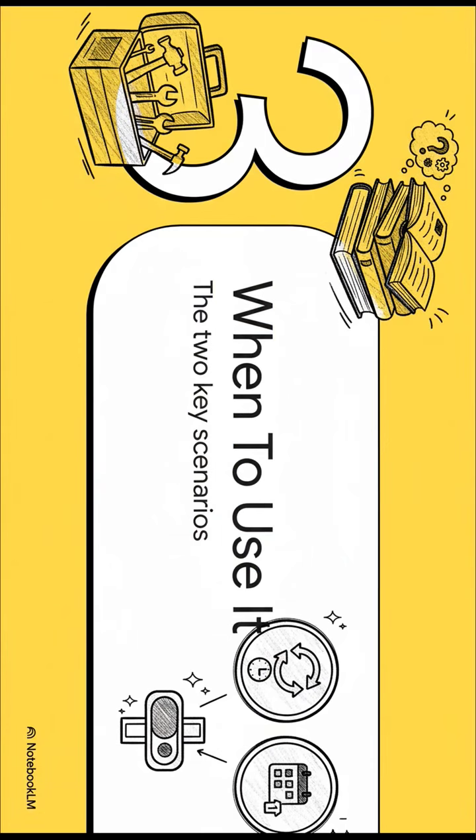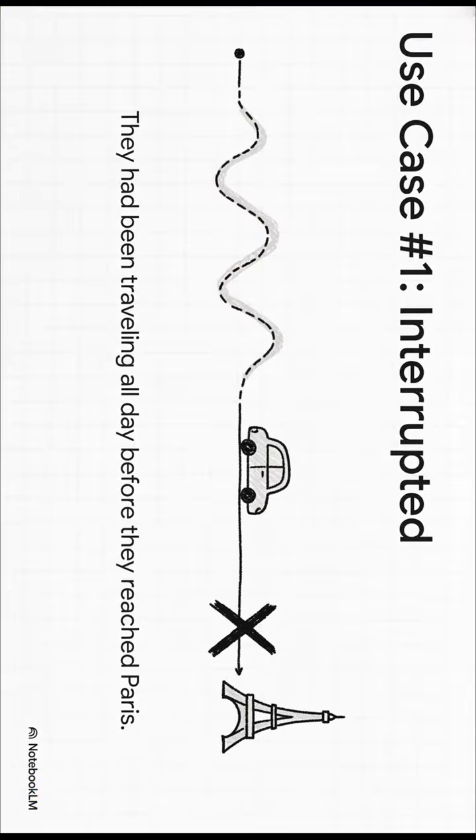Okay, so we know what it is, and we know how to build it. Now for the most important part. When should you actually use this thing? Well, there are two main situations where it's absolutely perfect. First up, we've got the interrupted action. So imagine a long continuous activity, like traveling all day. That's your background scene. Then a second event happens that marks a specific moment. In this case, reaching Paris. The traveling was happening right up until that point.